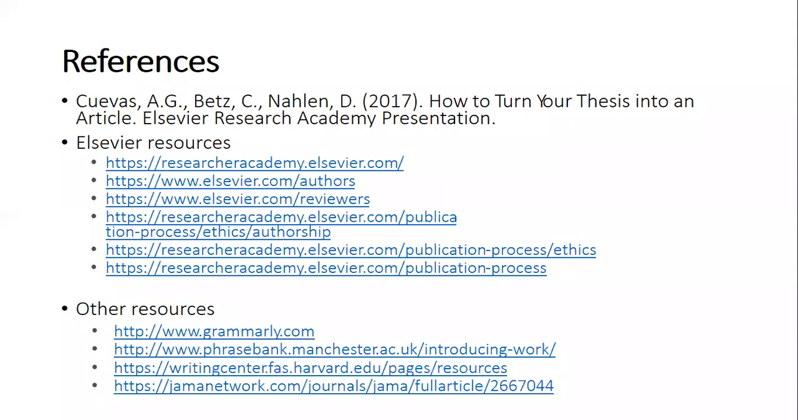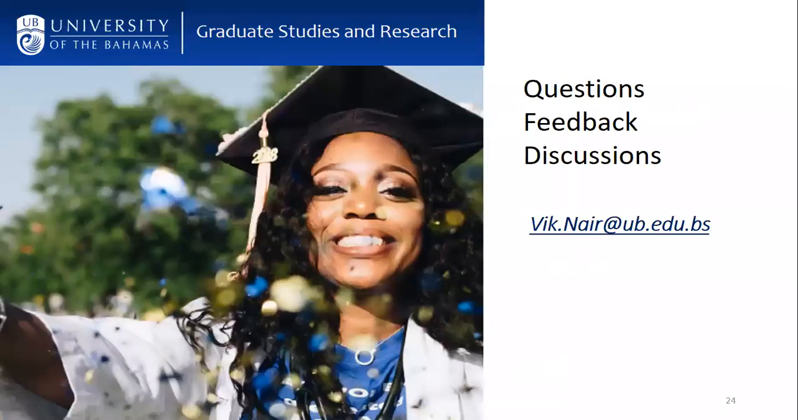Okay, so there are some references here. I've adapted a lot of this presentation from Elsevier. When you have the time, do go to the Elsevier resources. They have a lot of wonderful resources on publication, authorship, ethics, the publication process, and how to manage authorship. A lot of details are there. There are also other resources that you can get. I will send this slide to all those who have signed up today for this session, and I hope this session will help you further in trying to convert your thesis into a journal article.